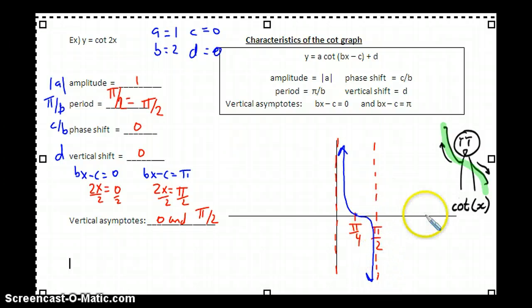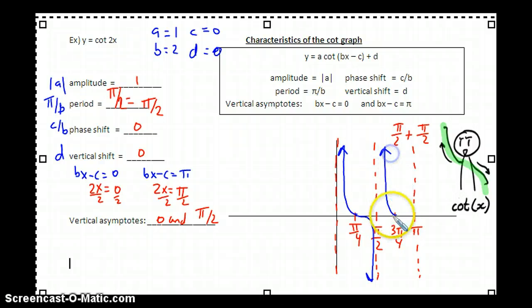Putting on a next period, I would say, okay, let's add pi over 2, because that's the distance of my period. So if I take this point here, pi over 2, and I add pi over 2 to that, I end up with pi. Draw your vertical asymptotes. Halfway point between pi over 2 and pi would be 3 pi over 4. And then left side rises, right side falls. And those would be the two periods for this graph.